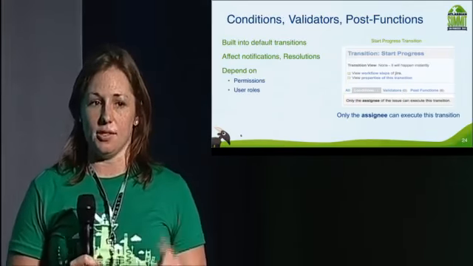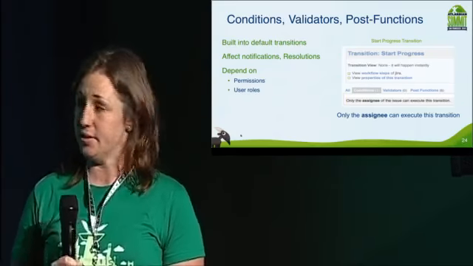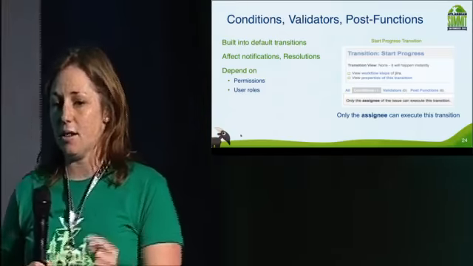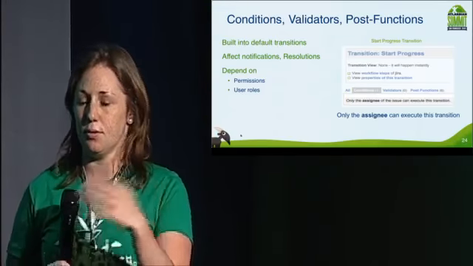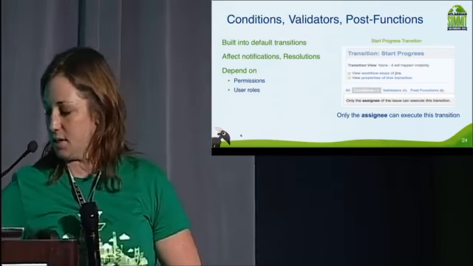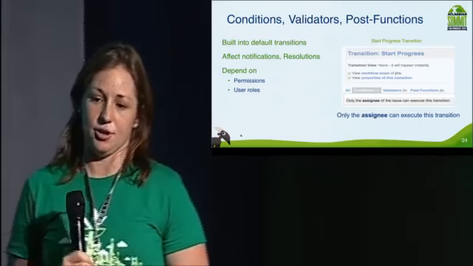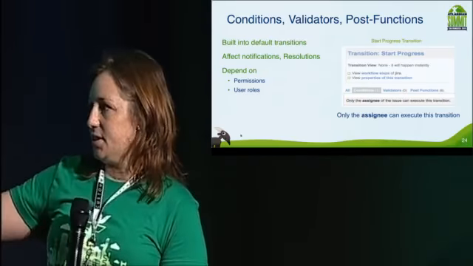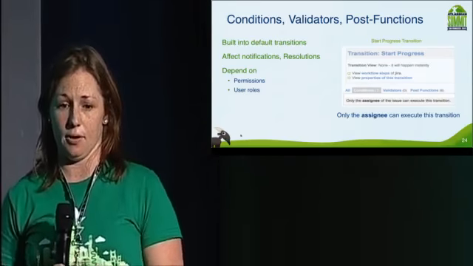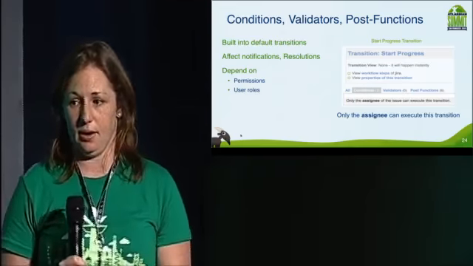The default workflow also has a lot of these conditions, validators, and post functions that we talked about that are built in. It's just good to know that they're there. They depend on a lot of the other defaults in the system, so things like permissions and notifications. So if we look at one of these transitions as an example, this is the Start Progress transition, and there's this condition put on it. It says only the assignee. So if you're using the default workflow and you're looking at an issue that's not assigned to you, you won't see the Start Progress button.